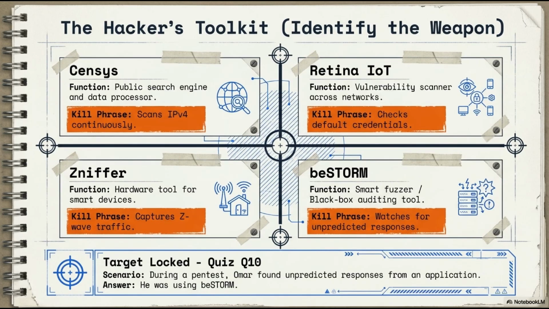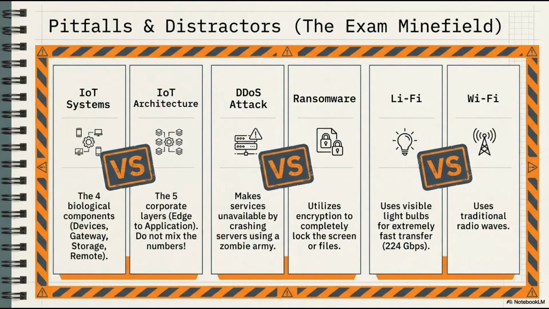We also have Retina IoT for checking default creds, and Zniffer, a hardware tool for capturing Z-Wave traffic. Target locked. During a pentest, Omar found unpredicted responses from an application. He was using BeStorm. Final scenario, question 5. As an ethical hacker, you are tasked with auditing a smart city's infrastructure. Describe how you would utilize Censys in the first step of your methodology and how you would transition to using BeStorm later in the process.